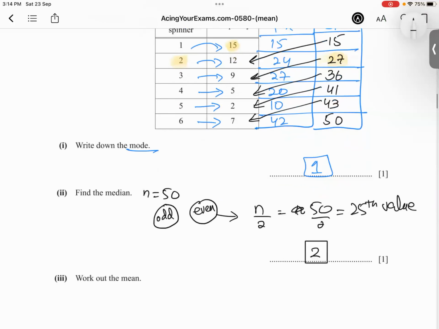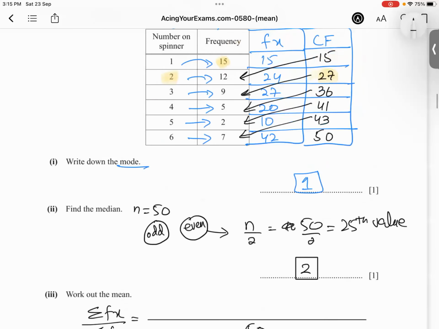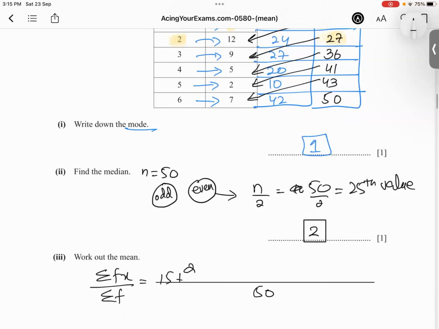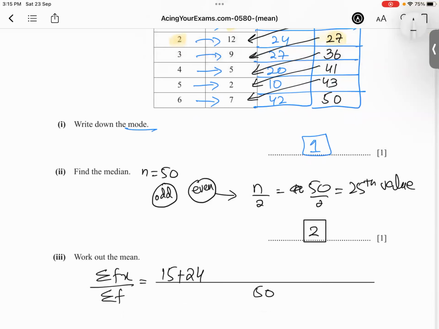Work out the mean. So mean is summation fx divided by summation f. So total frequency is 50. So we have to add fx as well. So 15 plus 20, 15 plus 24 plus 27 plus 20 plus 10 plus 42. Please add the numerator column, everybody. What is the answer? 100?